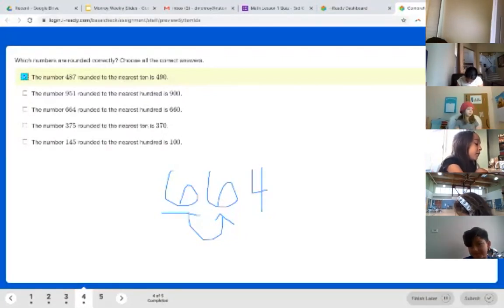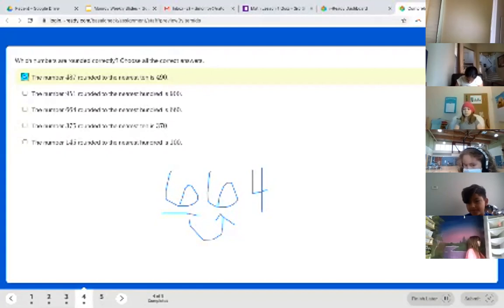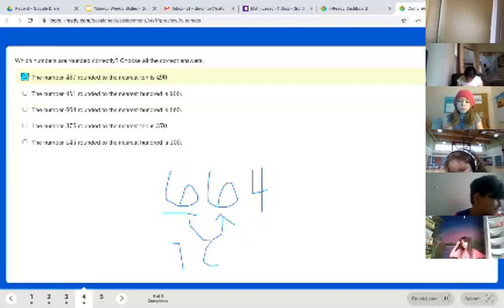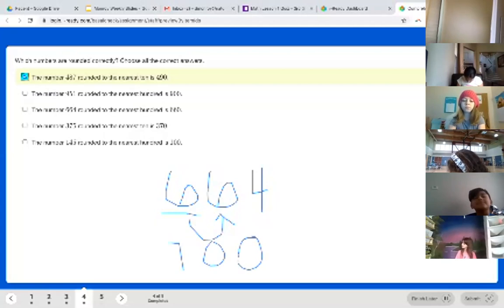It's greater than 5, so that means we add one more to the 6. And Cameron, what's one more than 6? Let's see if our connection's back. 7. 7. Good. So that means we're going to round by doing 7. These numbers become zeros. So is it 660? No, 700.